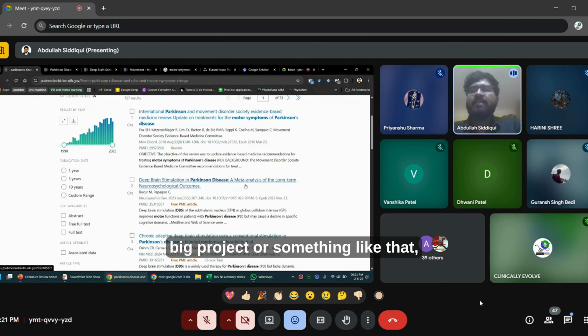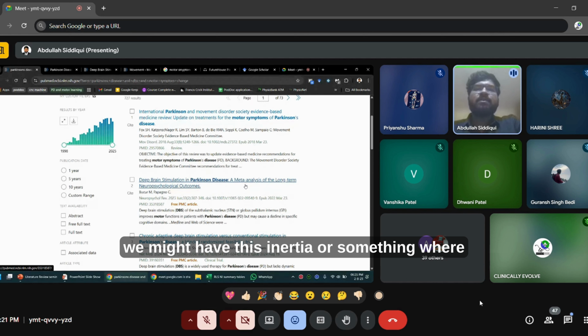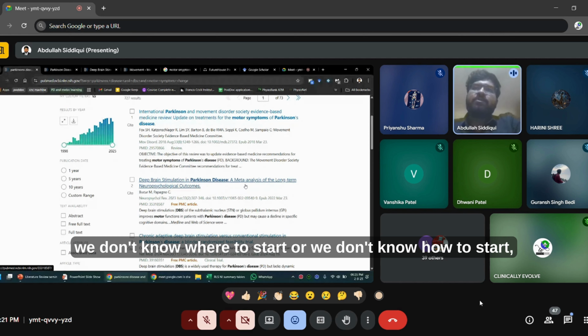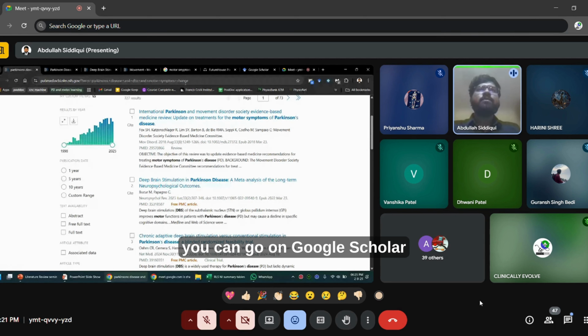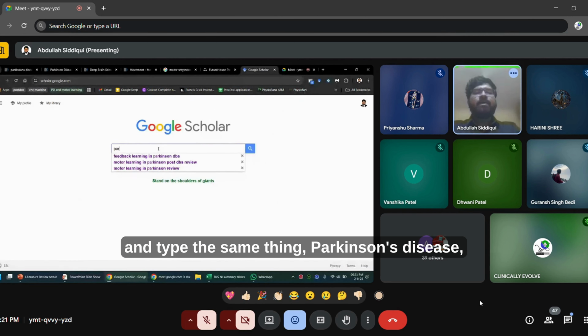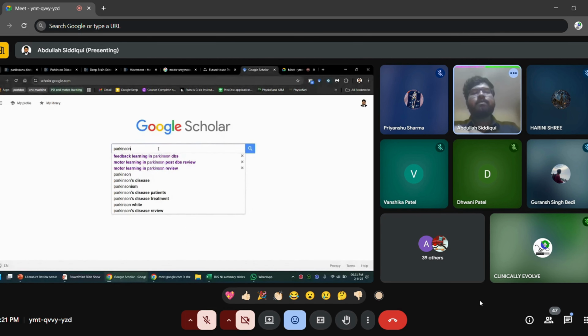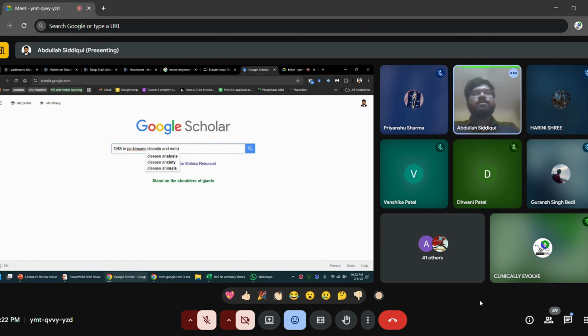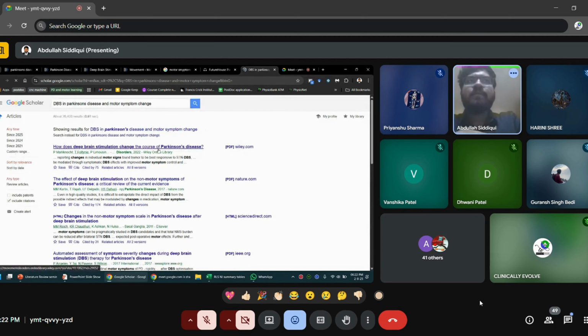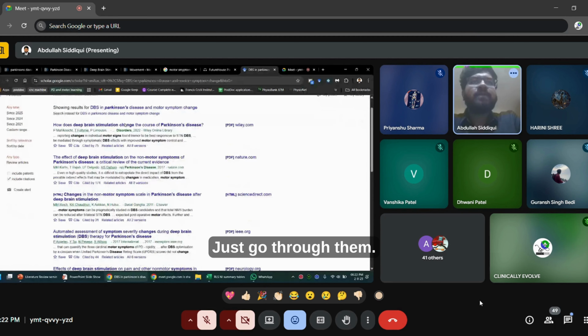With a big project or something like that, we might have this inertia where we don't know where to start or we don't know how to start, etc. So do your simple step, do the first search, or not even on PubMed. You can go on Google Scholar and type the same thing: Parkinson's disease, DBS, and Parkinson's disease and motor symptoms. So yeah, just go through them.